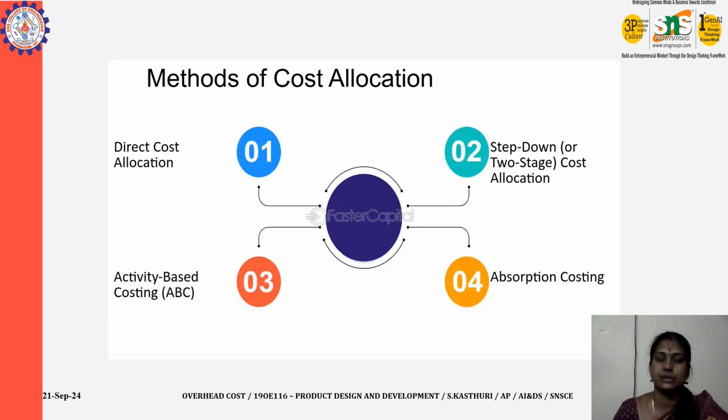Activity-based costing allocates overhead costs based on activities that drive costs rather than just volume. It mainly focuses on cost drivers like machine hours and inspections, giving more accurate product costing. Next one is absorption costing. All manufacturing costs are assigned to products. It includes direct materials, direct labor, variable and fixed manufacturing overheads. So each method suits different business needs: ABC for detailed accuracy, direct for simplicity, step down for shared services and absorption for full cost visibility.